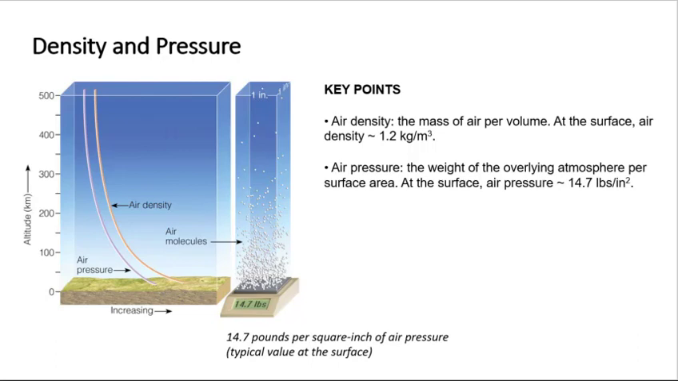Air density at the surface is typically around 1.2 kilograms of air per cubic meter. Air pressure is the weight of the overlying atmosphere atop a given area. Air pressure at the surface is typically around 14.7 pounds per square inch, as depicted by the graphic shown to the right of the vertical density and pressure profiles. However, both density and pressure strongly decrease with height away from the surface, as can be seen on the plot.